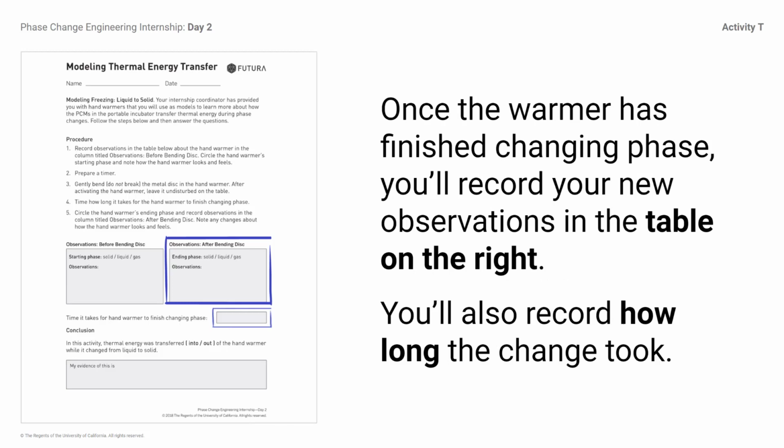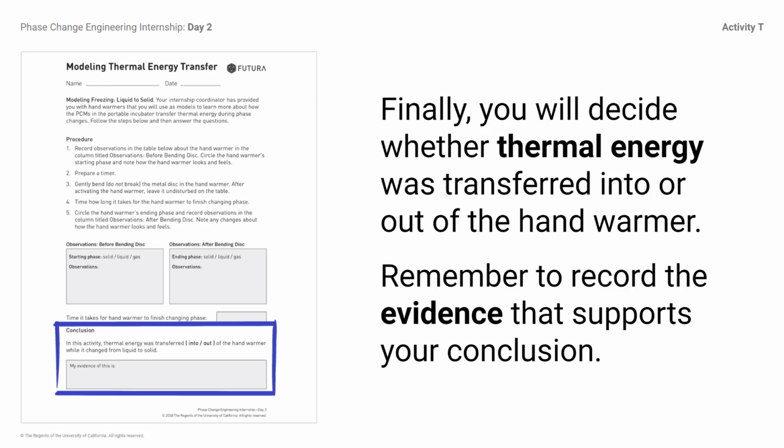Once the warmer has finished changing phase, you'll record your new observations in the table on the right. You'll also record how long the change took. Finally, you will decide whether thermal energy was transferred into or out of the hand warmer. Remember to record the evidence that supports your conclusion.